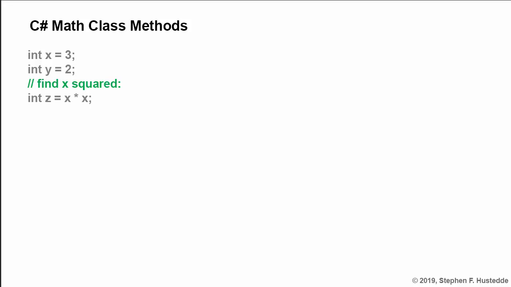I could say z is equal to x times x, and that would be the same as having it squared. But we may want an exponent of 10. It can get kind of confusing if I have x times x times x times x times x times x and so forth. So fortunately, C# has a class called the Math class.